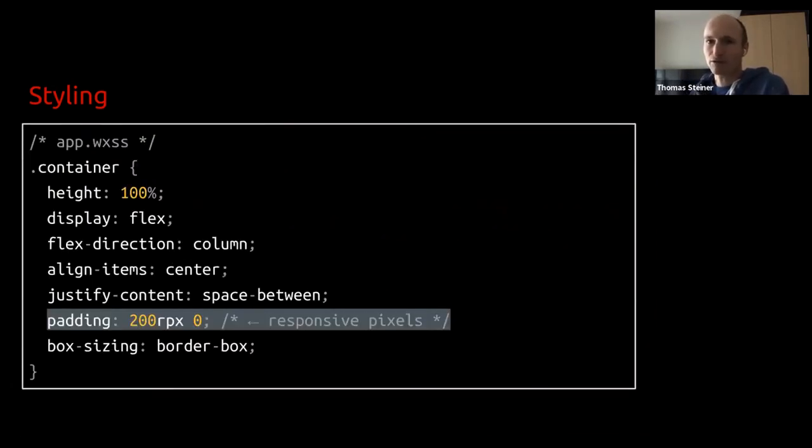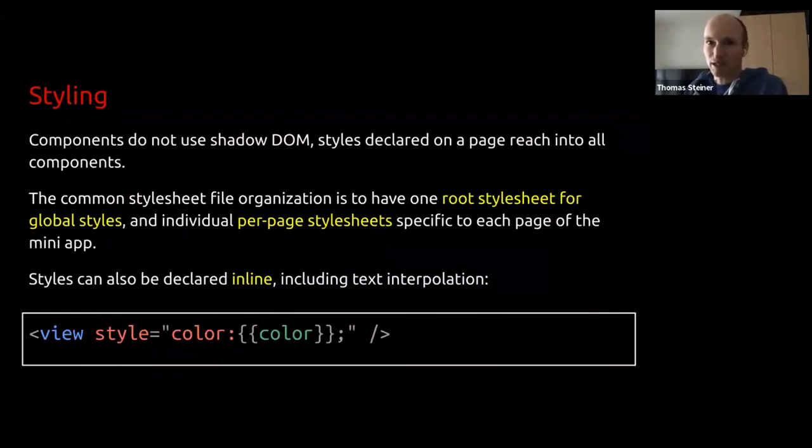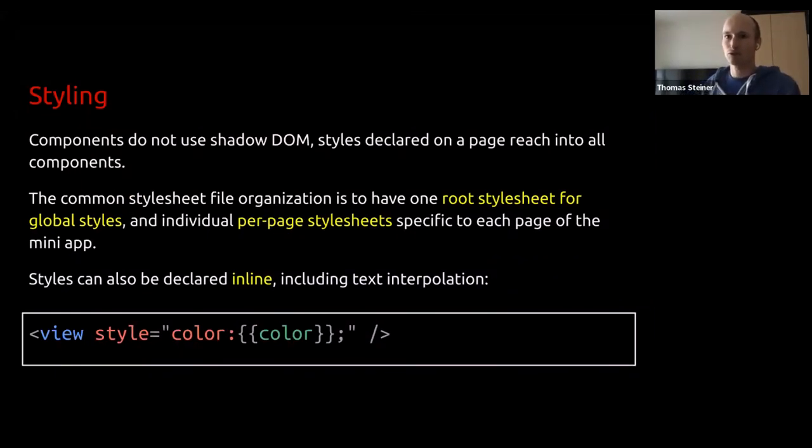You work with it just like with regular pixels. You can see here, I set a padding of whatever container to 200 RPX that then gets translated to the device dependent pixels by the engine. So for the developer, there's nothing to do. You just say it should feel like 200 pixels and then the engine does its magic. For styling, you can also use inline CSS. You can see here a view style equals color and then the curly braces again, so you can have text interpolation work with that.